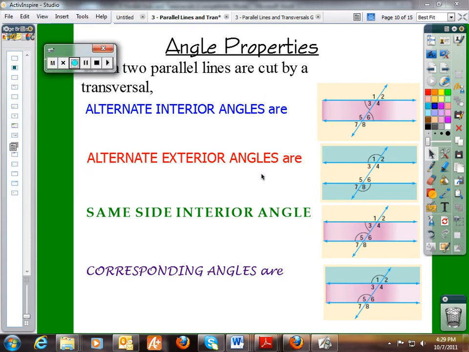Okay, so we talked about alternate interior angles. If you remember, the alternate interior angles are the ones that are on the interior and they're on opposite sides of the transversal. Alternate interior angles can be seen to be congruent, meaning they are equal.